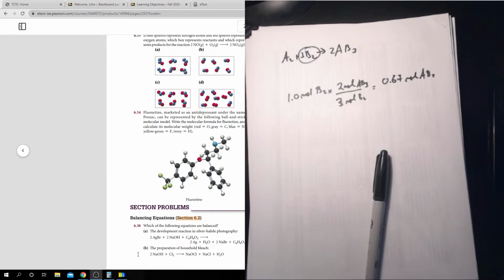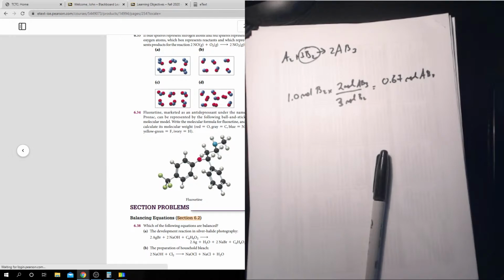2 sodium hydroxide plus 1 chlorine molecule makes sodium hypochlorite plus sodium chloride plus water. Sodium and sodium makes 2. Chlorine and chlorine makes 2. Oxygen and oxygen makes 2. 2 hydrogen plus 2 hydrogen. Yes, that is balanced. Okay, so B is balanced, but A is not.